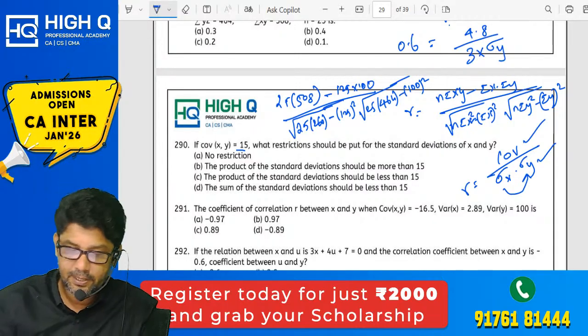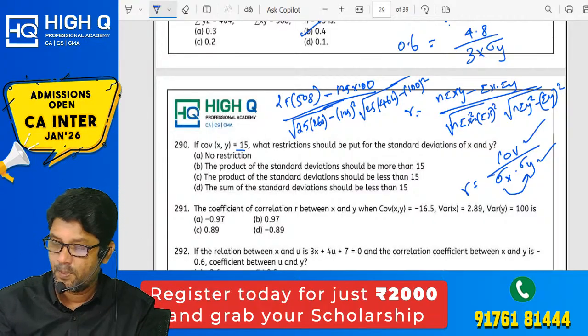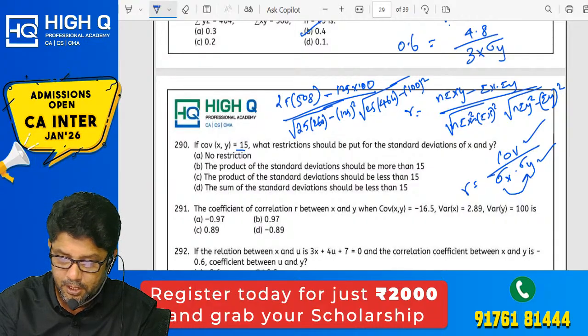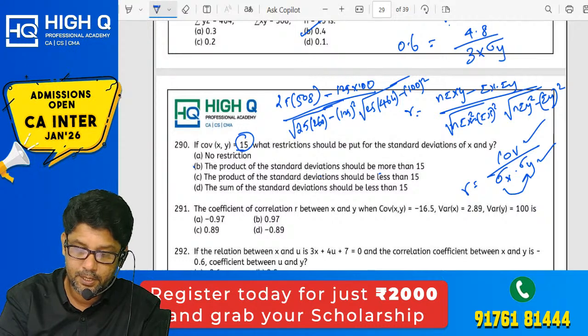Imran Ansari has given the answer as B. Okay, fine. So the product of the standard deviations should be more than what? The covariance. So now the product of the standard deviations should be more than 15, because 15 is the numerator. So option B.